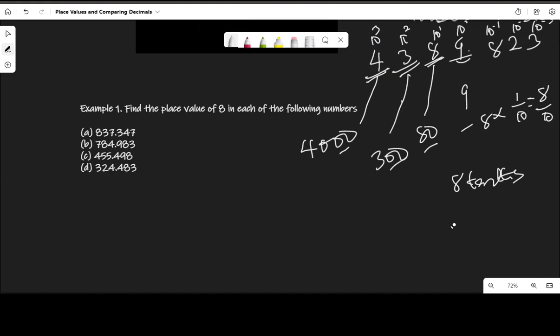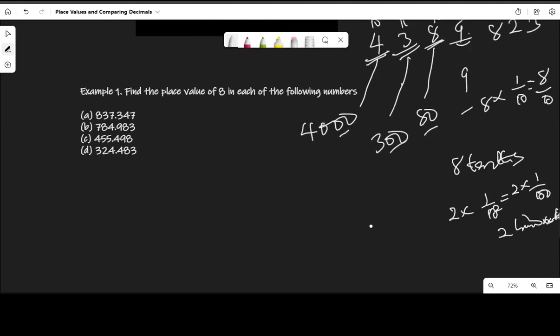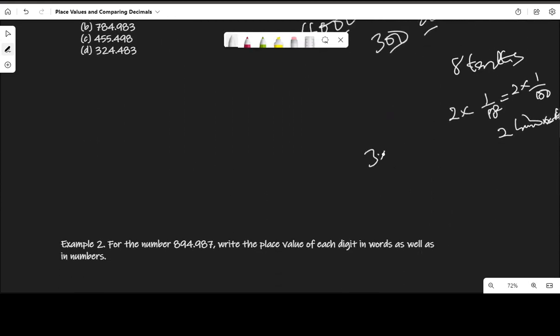Then the other one will be 2 times 1 over 10 to the power of 2, which is 2 times 1 over 100. That is 2 over 100, 2 hundredths, with th at the end. Then lastly, 3 will be 3 times 10 to the power of negative 3, which is 3 times 1 over 1000. That is, 10 to the power of 3 is 1000, which is 3 over 1000.